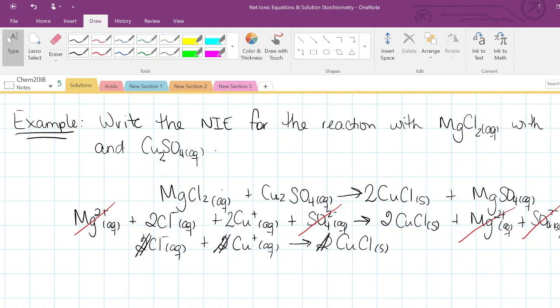Okay, so that's net ionic equations, guys. I think you've had a good look at some examples here. We'll give these a practice in class.